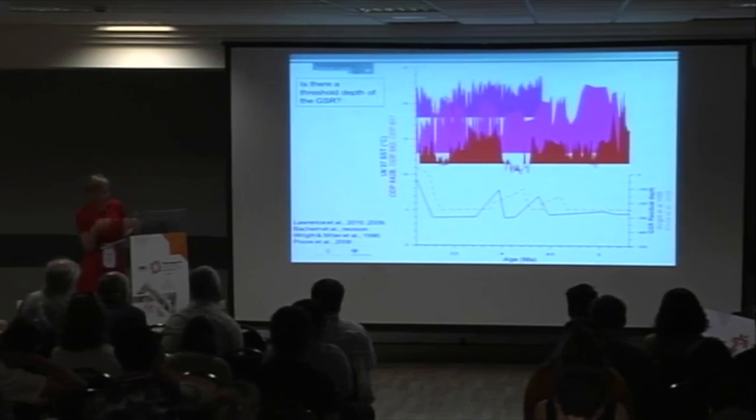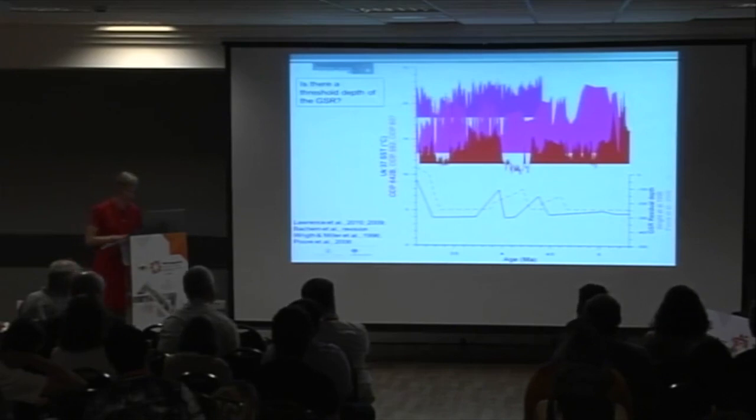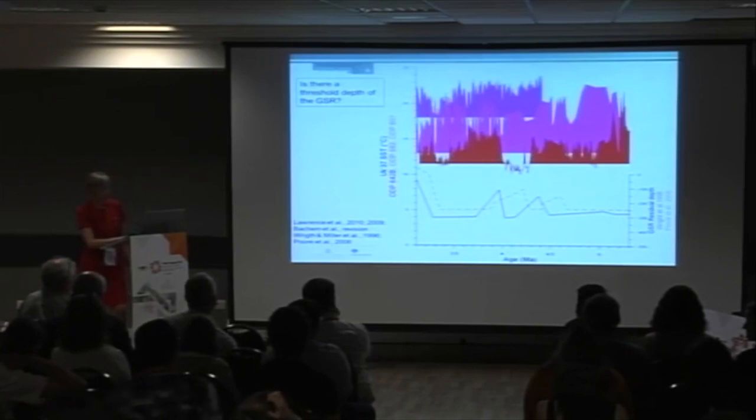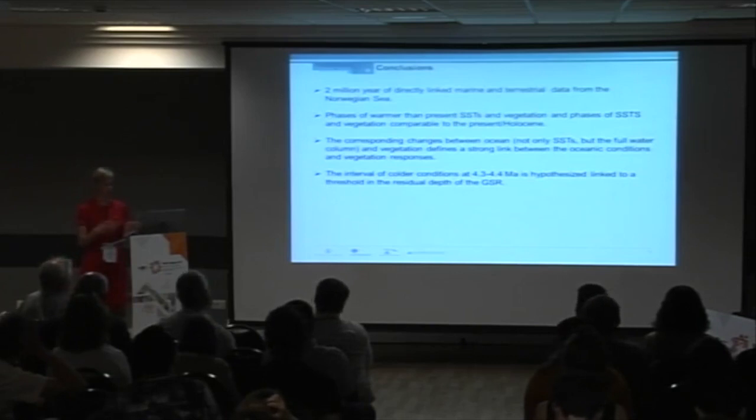And so it maybe suggests that there is a threshold somewhere in terms of setting the conditions of the oceanography of the Nordic seas, and thereby also setting the vegetation changes over land. So basically, summarizing quite quickly, we have a 2 million year long record with paired ocean and vegetation data.